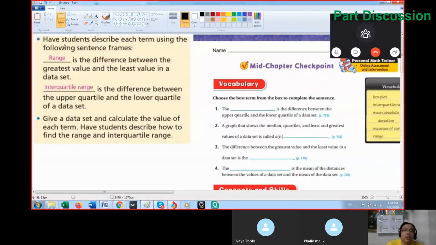Now look at the board. I would like you to look at this one because I would like you to know more about it. Range is the difference between the greatest value and the least value. As I have said, the greatest value is the maximum and the least value is the minimum. The interquartile range is the difference between the upper quartile, which is quartile 3, and the lower quartile of the data set, which is quartile 1.